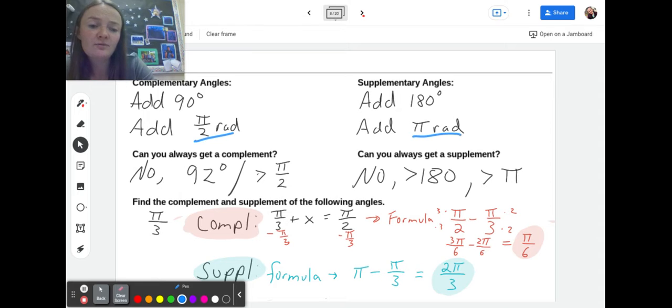So the generic formula for finding complements versus supplements is to take your initial angle, which is right here. In this case, it was pi over 3.